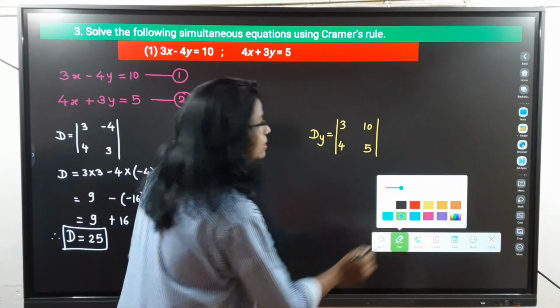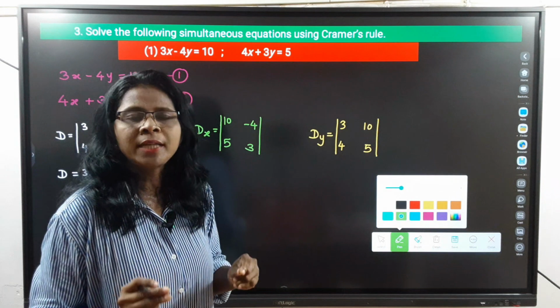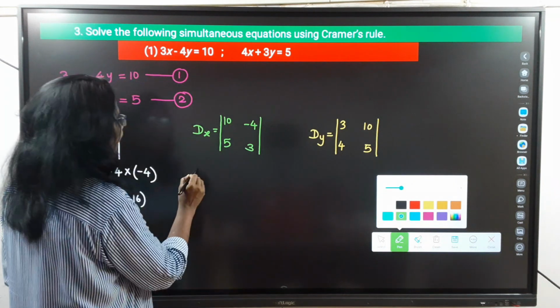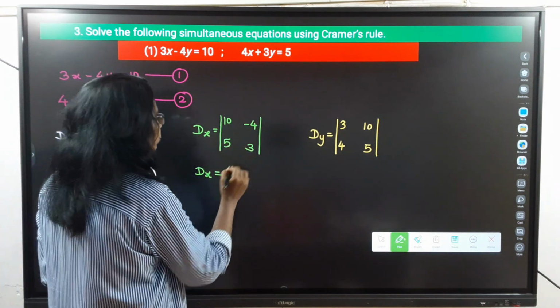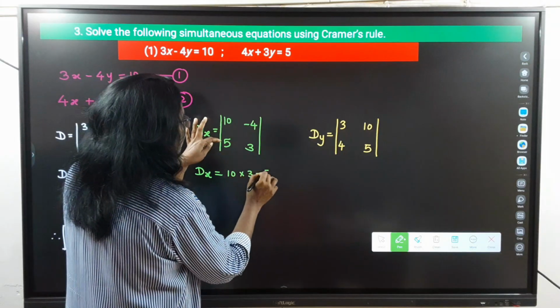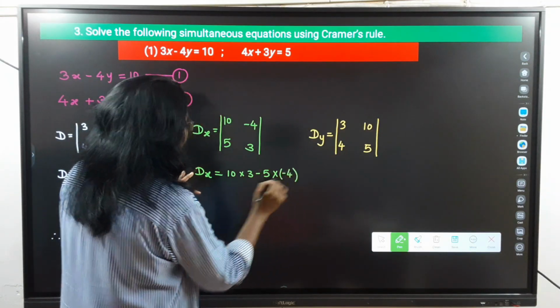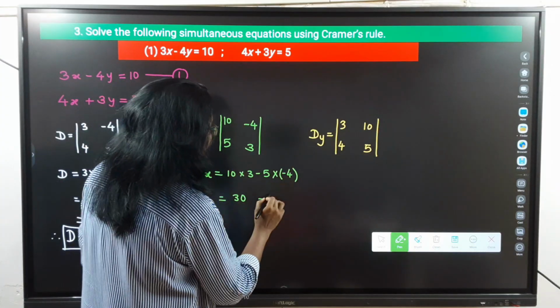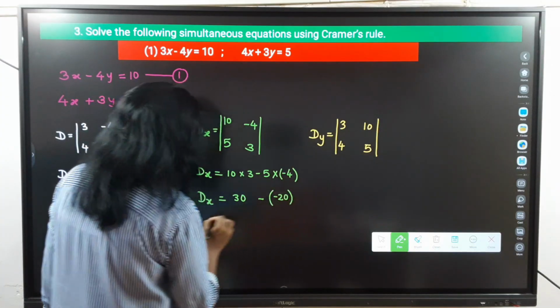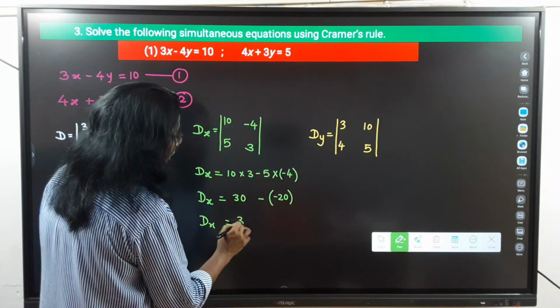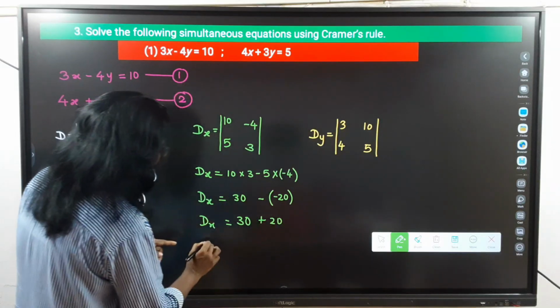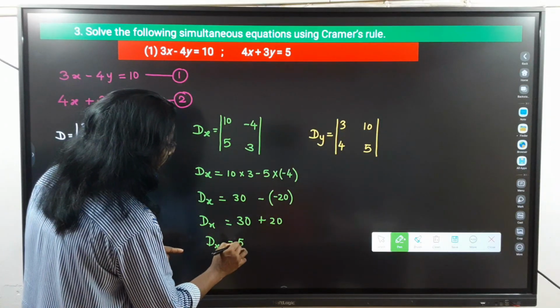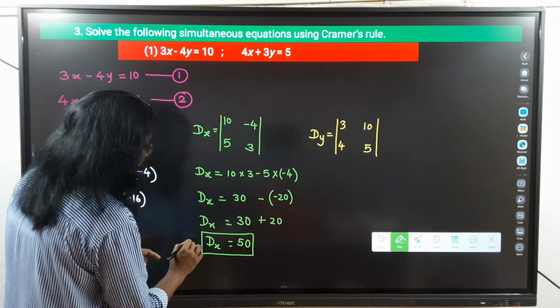Next, students, finding the value of the determinant of x. So D of x is equal to 10 multiply 3 minus 5 multiply minus 4. Therefore D of x is equal to 10 3s are 30 minus 5 4s are minus 20. Therefore D of x is equal to 30 plus 20. So D of x is equal to 50.